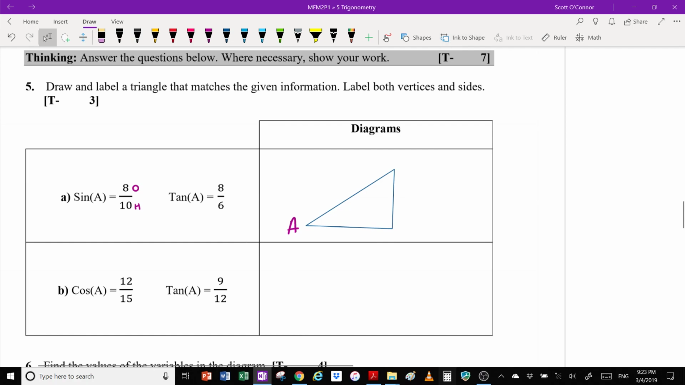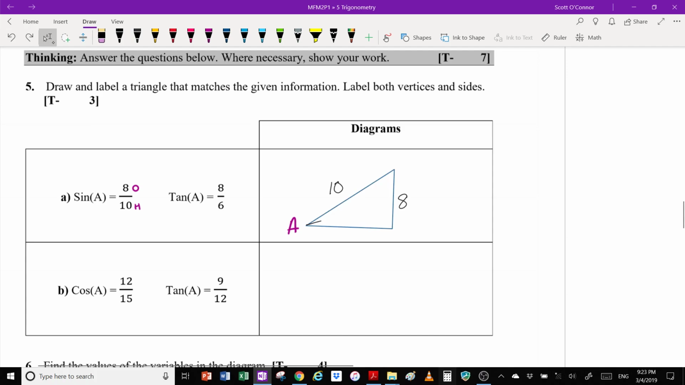Opposite over hypotenuse. So if I go to the side opposite of A, there it is. That means that side's going to be 8. And the hypotenuse is going to be 10. So I have those 2 sides. All right, I'll have to leave that line there.